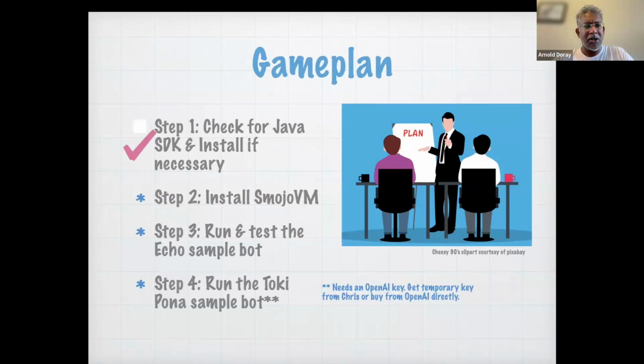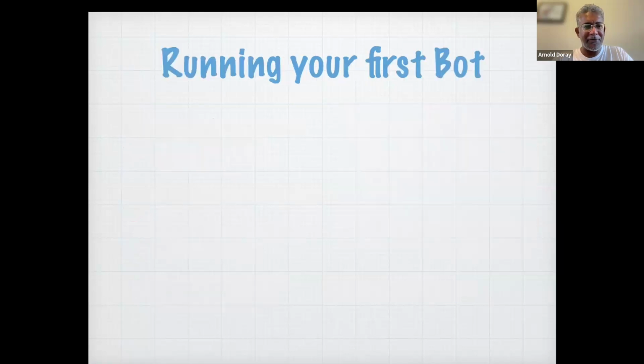All right, so you've done the second part. Steps 3 and 4 are fairly straightforward now, because the hardest part is step number 1, getting Java installed. The second hardest step is Smojo.vm. And both steps 1 and 2, you only need to do just once. Steps 3 and 4 are fairly straightforward.